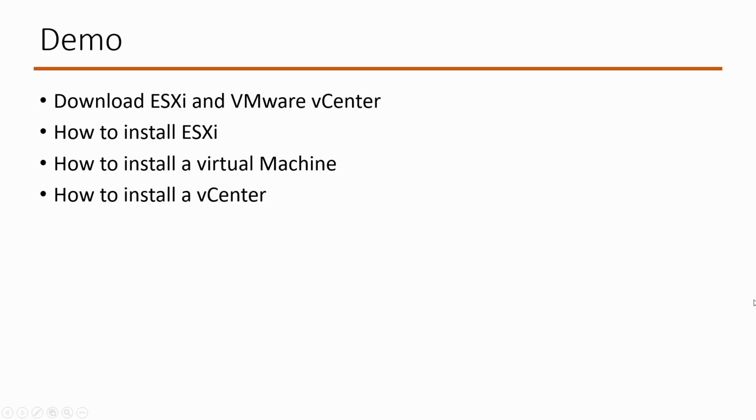So let's move to the demonstration part. I have four basic demos for you: how to download ESXi and vCenter, how to install an ESXi hypervisor, how to install a virtual machine on top of an ESXi hypervisor, and how to install vCenter. This is the minimum basic setup that you need to start with VMware to learn any VMware technology.